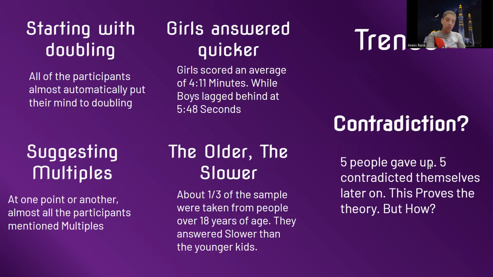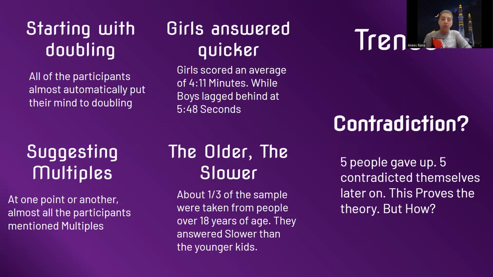Before I continue on to how I was right, I would like to state some trends, such as almost all of the participants started with doubling. Many of them mentioned multiples. Girls answered quicker at a rate of 4 minutes and 11 seconds, while boys lagged behind at 5 minutes and 48 seconds. The older the people were, the slower they got.